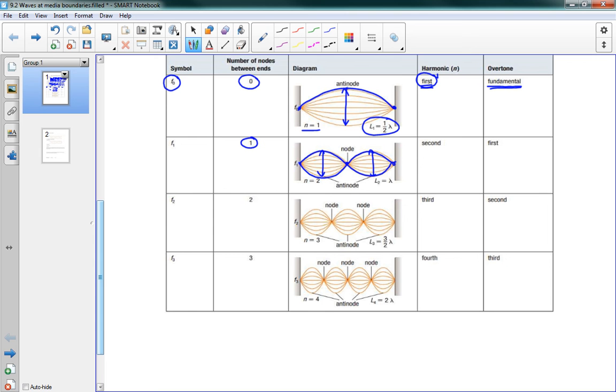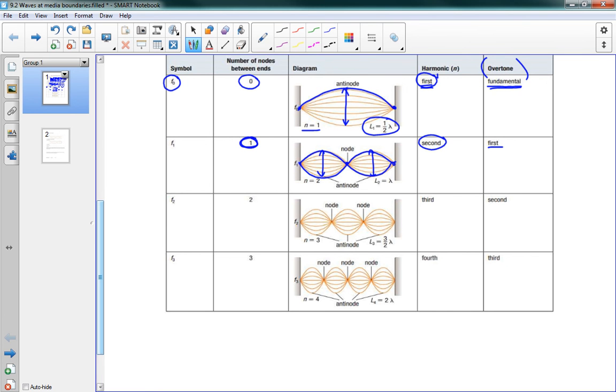So this has one node in between the ends. We call that the second harmonic. We also call it the first overtone. I want you to sort of ignore this column here because it maybe is making things more complicated than it needs to be. Notice that from second down to first, it's confusing, right? So that's okay. You can ignore that final column. The important thing is we call them the first harmonic, second harmonic like this.